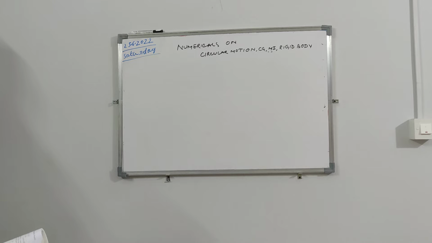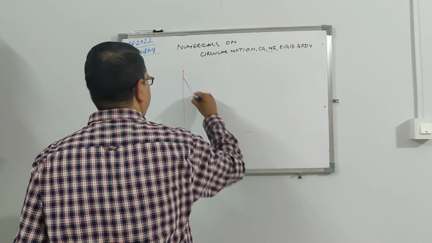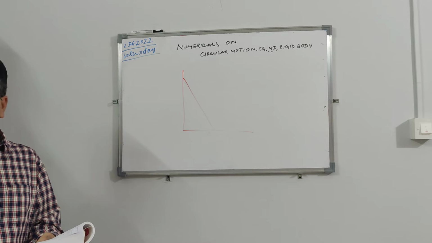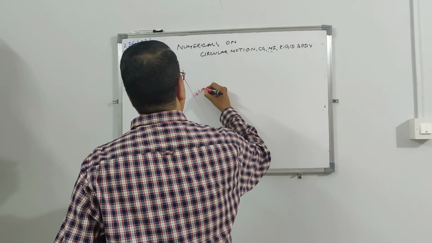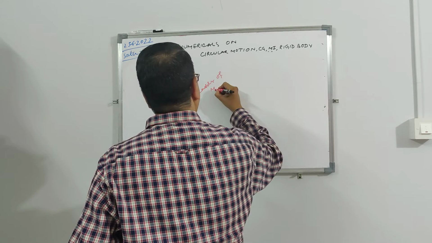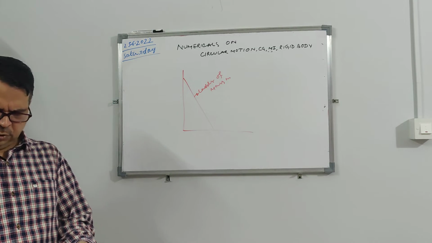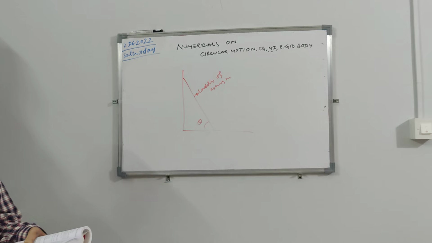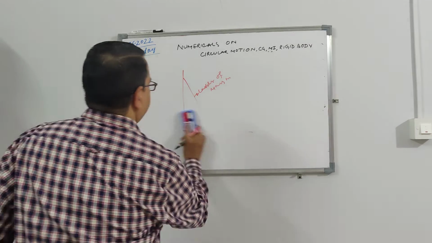A ladder of mass m. Here the coefficient of friction also comes into the picture. A ladder of mass m is shown leaning against a wall, and this angle is, let us say, theta.